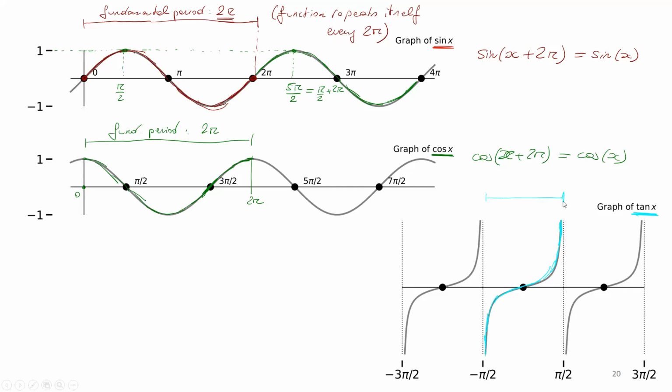So the function does something unique between minus pi over 2 and pi over 2. So here the fundamental period is pi. And then beyond pi over 2, the behavior of the function is just a copy of what it already was.